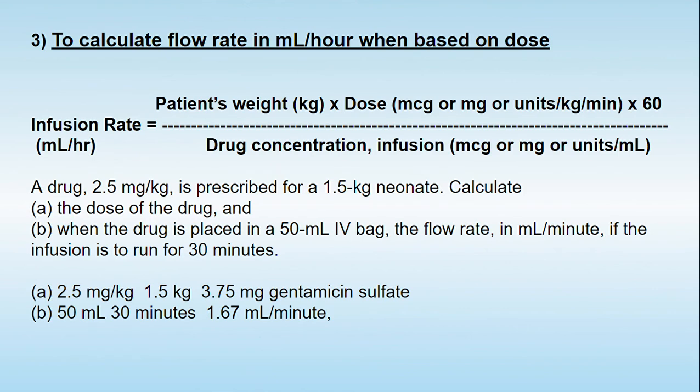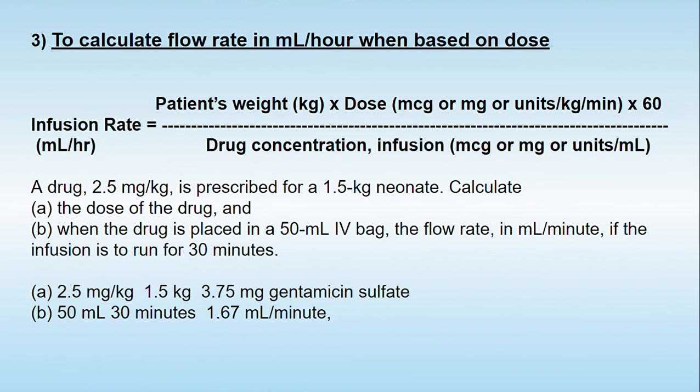The third one is to calculate the flow rate in ml per hour based on the dose. So I can say that the infusion rate in milliliter per hour is equal to the patient weight multiplied by the dose, that is microgram or milligram or units per kilogram, whatever the units are, and I'm going to multiply with 60 and divide by the drug concentration. This looks somewhat complicated. Let's try to understand this formula simply by this numerical.